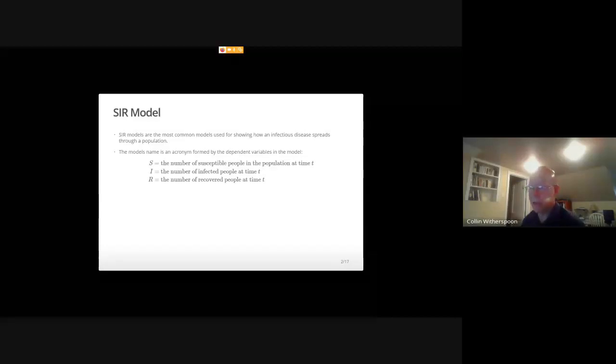S is the number of susceptible people in the population at time t. I is the number of infected people at time t, and R is the number of recovered people at time t. So SIR, a SIR model.